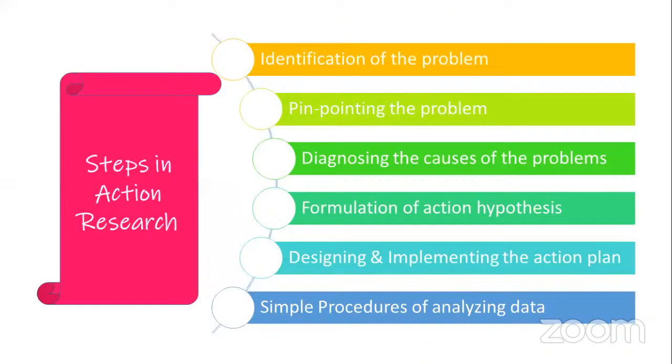And next is steps in action research. In the action research cycle itself, I have explained the identification of the problem, pinpointing the problem, diagnosing the causes of the problem, formulation of the action hypothesis, designing and implementing the action plan, and a simple procedure of analyzing the data. As I told you in the beginning, the identification of the problem is very important, and you should pinpoint why you have selected that problem.